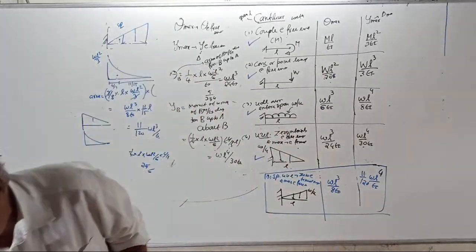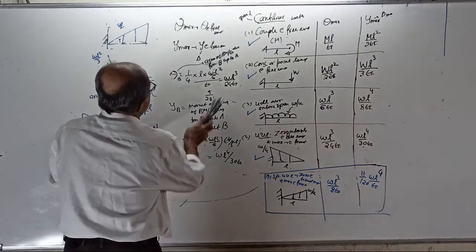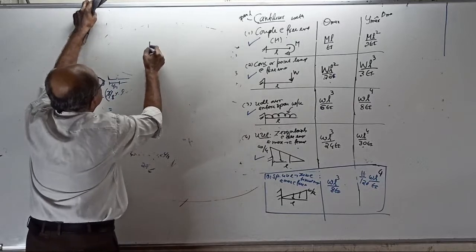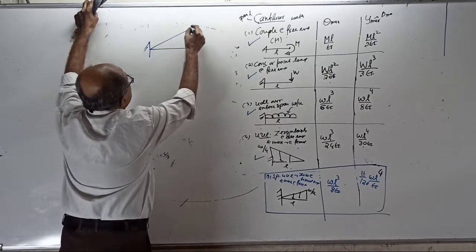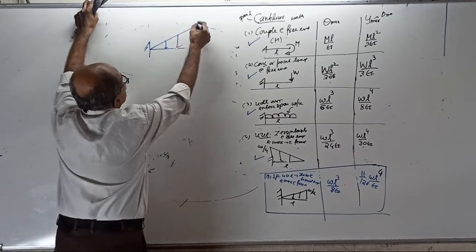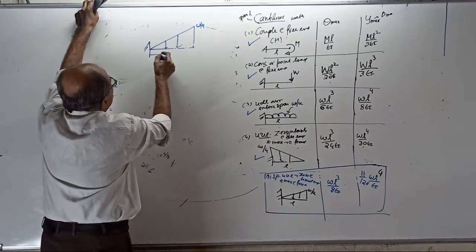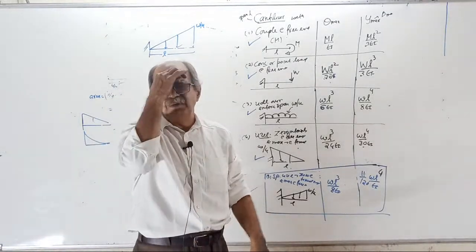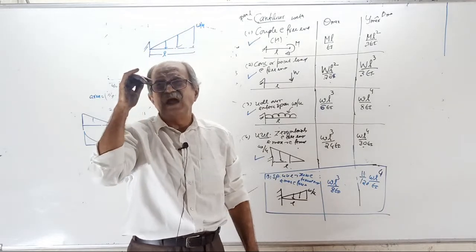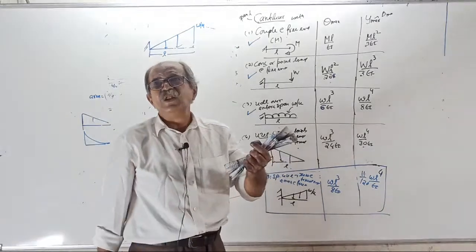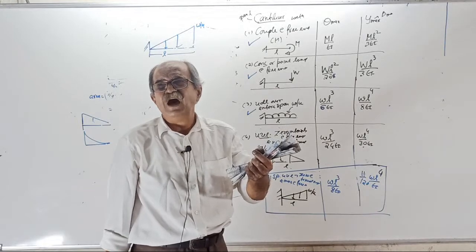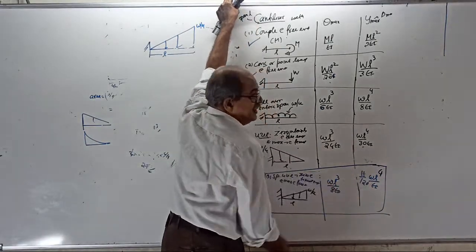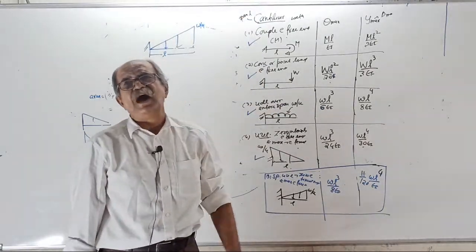Now, last, make a note. Suppose this special case comes: the frightening cantilever. Then, to get slope and deflection, the area is 3 by 8, and the CG is 5 by 14. That way is horrible, and you can't learn this by heart. And those who have the capacity to learn by heart, they will do anything.